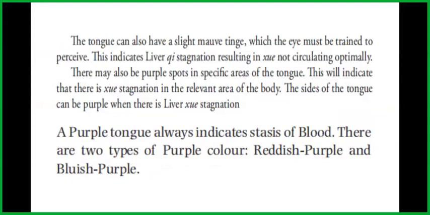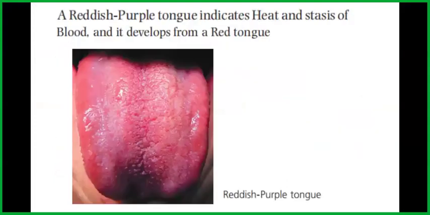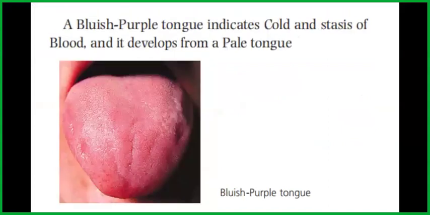There are two types of purple color, reddish purple and bluish purple. In this picture, we see a reddish purple tongue and it indicates heat and stasis of blood, and it develops from a red tongue. And in this picture, a bluish purple tongue that indicates cold and stasis of blood, and it develops from a pale tongue.